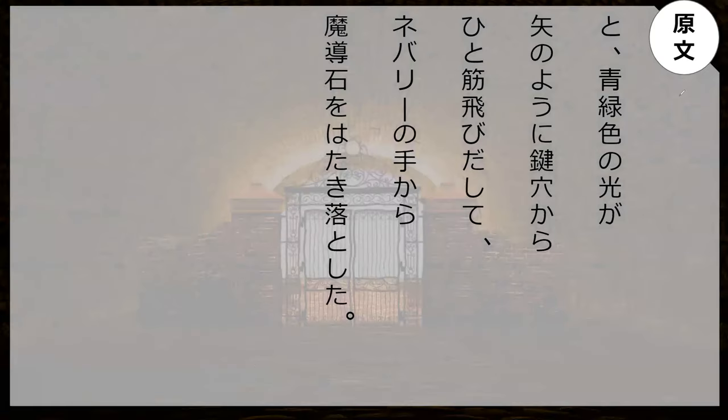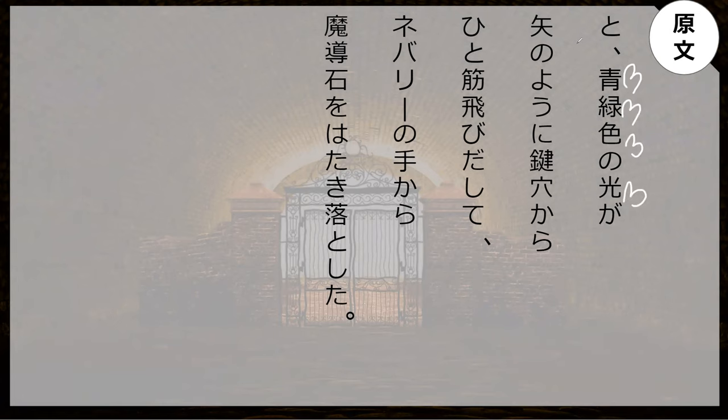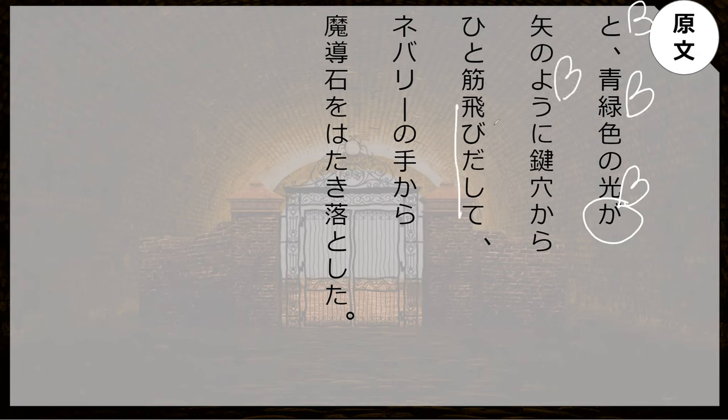And here's our last line of the day. Let's go read it. Ao midori iro no hikari ga ya no you ni kagi ana kara hitosuji tobidashite Neburi no te kara madoseki o hataki otoshita. Is it ya or yagi, Moni? I forgot. It's just ya. So the light that has the color green blue, like that of an arrow, hitosuji is in one line, right, Moni? Right. So only one arrow was sent out.